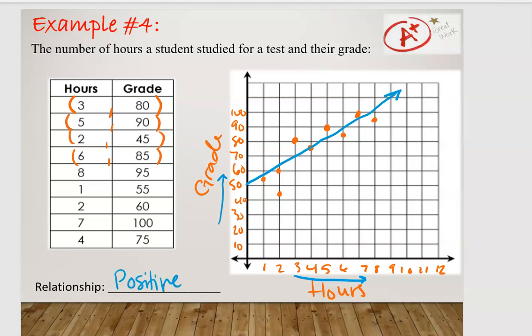And we could see that if I studied for 1 hour, I would roughly get a 55. At 4 hours, I could roughly get a 70. At 6 hours, I could roughly get a 90, and so on and so forth. That's what that line of best fit is good for.